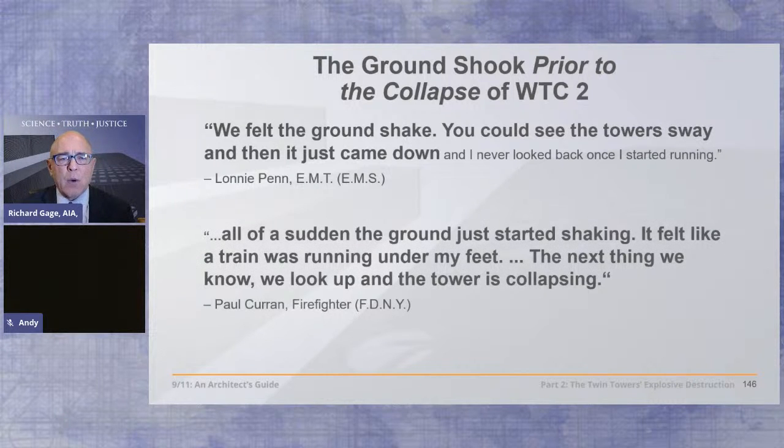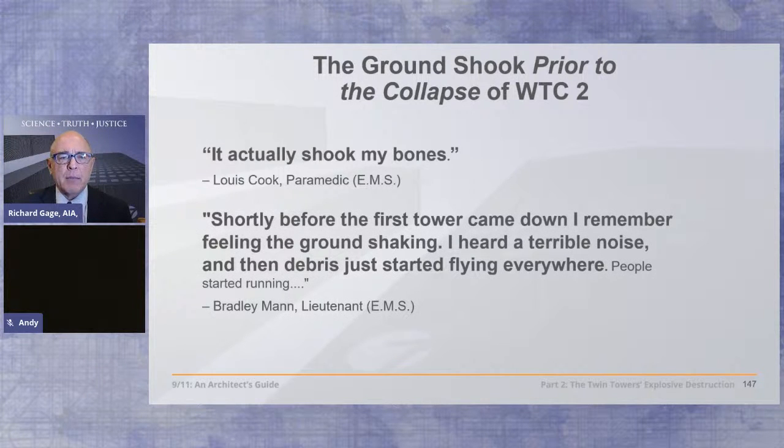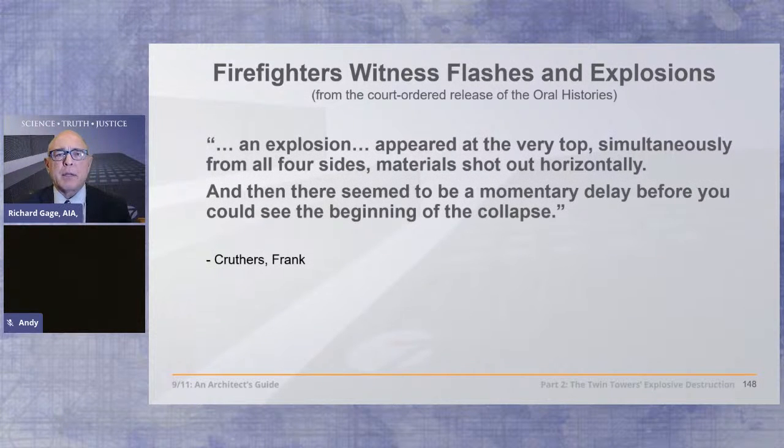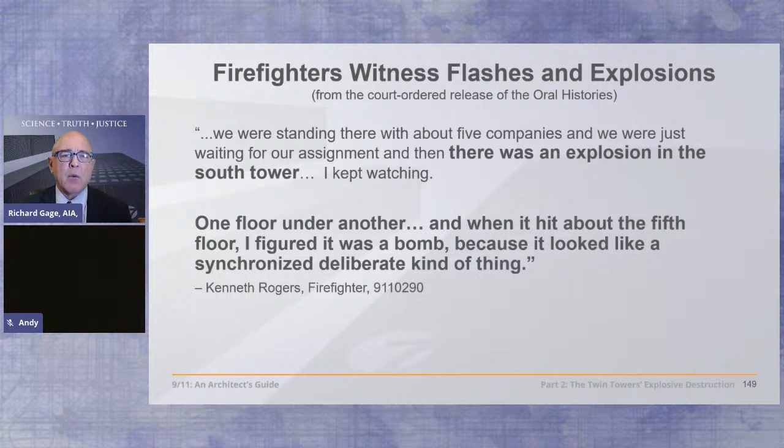All of a sudden, the ground just started shaking. It felt like a train running underneath my feet. The next thing we know, we look up and the tower is collapsing. It shook my bones. Shortly before the first tower came down, I remember feeling the ground shaking. I heard a terrible noise, and then debris just started flying everywhere. An explosion appeared at the top. Simultaneously, from all four sides, material shot out horizontally. And then there seemed to be a momentary delay before you could see the beginning of the collapse. There was an explosion in the South Tower, one floor under another. When it hit about the fifth floor, I figured it was a bomb because it looked like a synchronized, deliberate kind of thing.